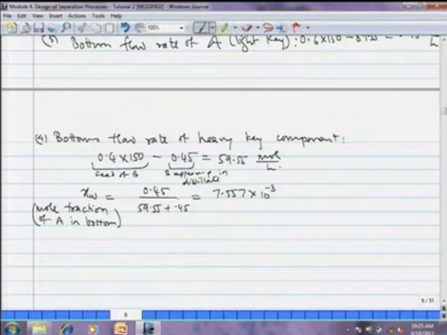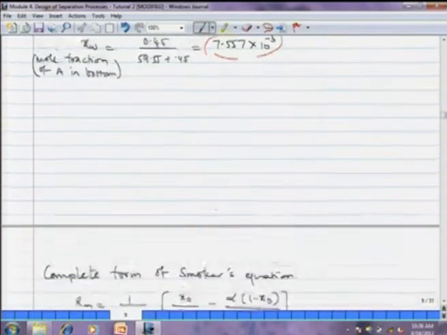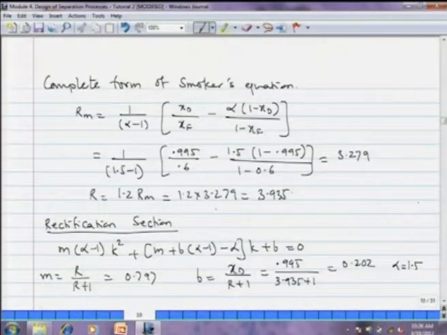The mole fraction of A in bottom can then be calculated as XW is equal to 0.45, the amount of A in bottom, divided by the total bottom flow rate 59.55 plus 0.45, and then XW, that is the mole fraction of more volatile component in bottom, comes out to be 7.557 into 10 to power minus 3. So, this way we have done the basic material balance across the column. Now, we start our calculations for number of plates.